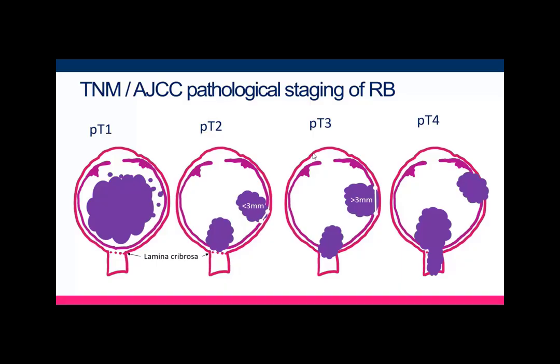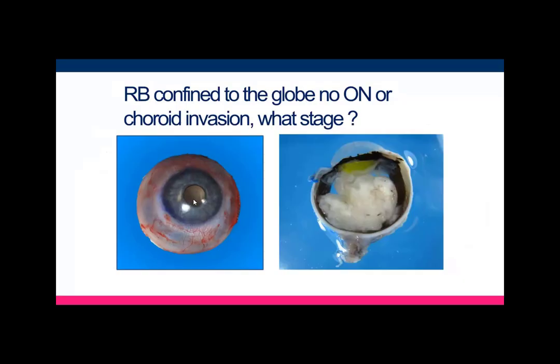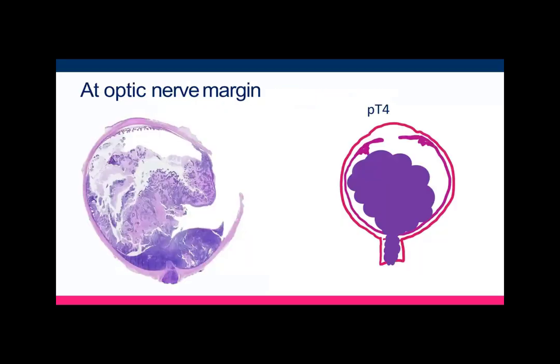Next, let's look at some actual globes I encountered while at the Children's Hospital at Westmead. Good example of leukocoria. The tumour fills the globe, but there is no choroidal or optic nerve invasion. What stage is it? It's PT1. Remember, size is not a staging criterion.